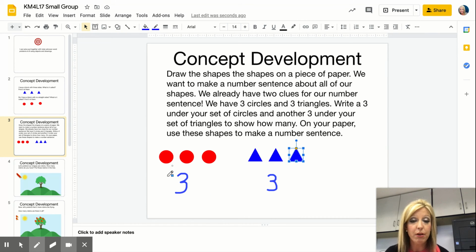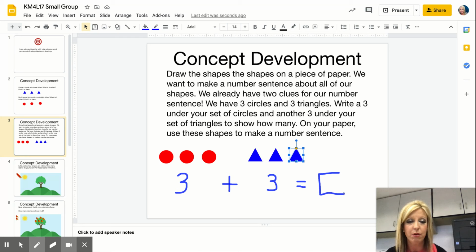On our paper, we want to make this into a number sentence to figure out the total number of shapes. So if we have 3 circles and then we have an additional 3 triangles, would we be adding those together? You're right, we would. So we want to put a plus sign to show that addition. And then we want to figure out what it equals. So we need that mystery box again. We have to figure out that total.